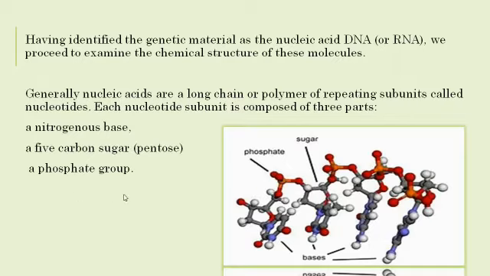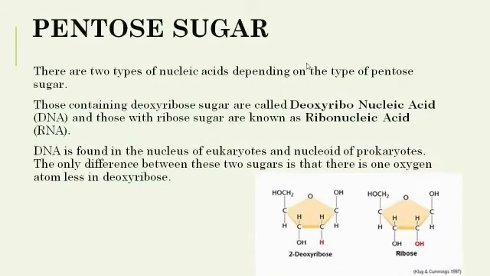Pentose sugar. So the first component we are going to see is the sugar. There are 2 types of sugar present in the nucleic acids. If it is DNA, then the sugar is deoxyribose sugar. If it is RNA, called ribonucleic acid, it has a ribose sugar. The difference between the ribose sugar and the deoxyribose sugar is just one oxygen atom. You can see that in the picture. One oxygen atom is missing in the deoxyribose sugar, whereas it is present in the ribose sugar, right? Deoxy means de, not, oxy, oxygen.